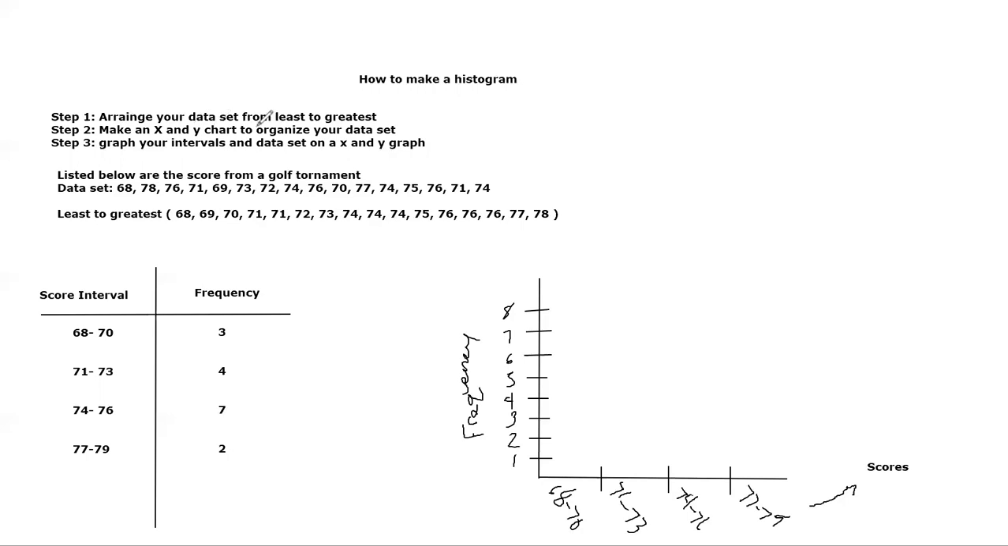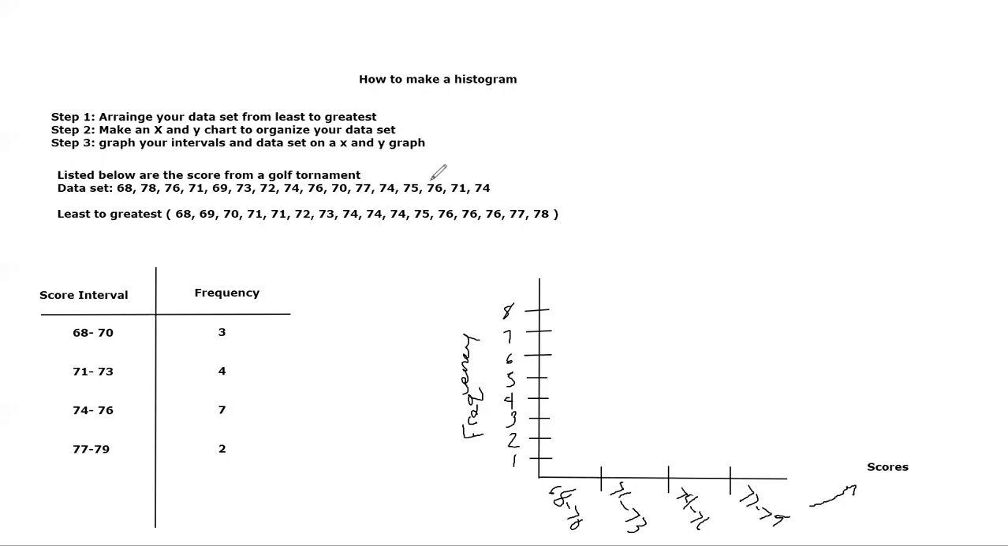Step 2, make an X and Y chart to organize your data set. Step 3, graph your intervals and data set on the X and Y graph. Seems simple enough, right? But the truth is, making a histogram can take quite a bit of time. The bigger the data set, the longer it'll take to make one of these. But the actual steps are not that bad.